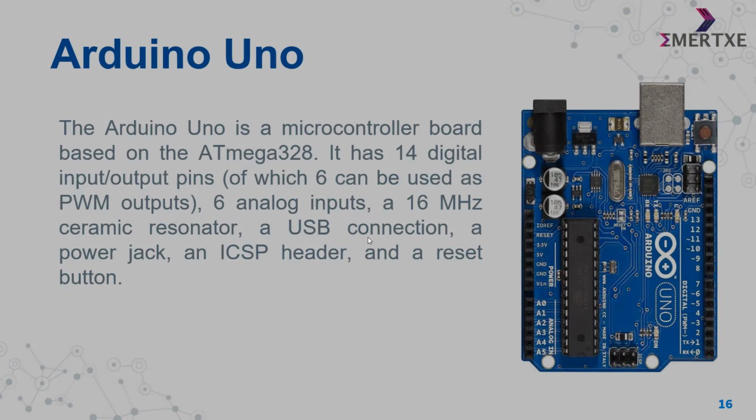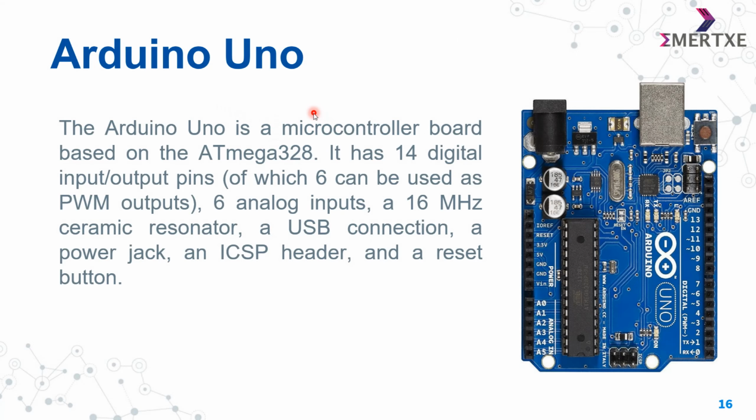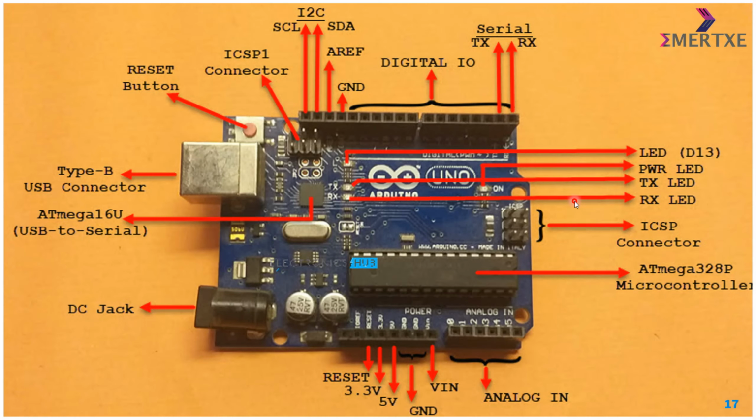So moving further, then we'll discuss the Arduino Uno. Arduino Uno is a microcontroller board based upon the Atmega 328. It has 14 digital input output pins, out of which 6 can be used as PWM outputs, and 6 analog inputs. Then it has a 16 megahertz ceramic resonator, a USB connector, a power jack, ICSP headers, and a reset button.